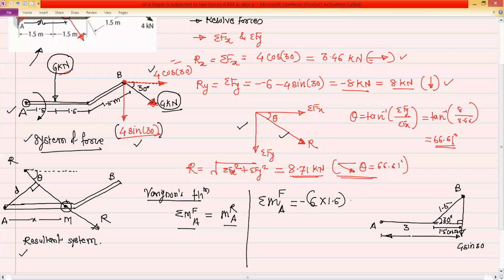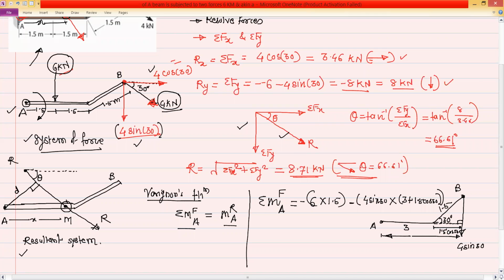So this moment will be force 4 sine 30 into perpendicular distance, which is 3 plus 1.5 cos 30. And this complete moment is again in the clockwise direction, so it is negative.